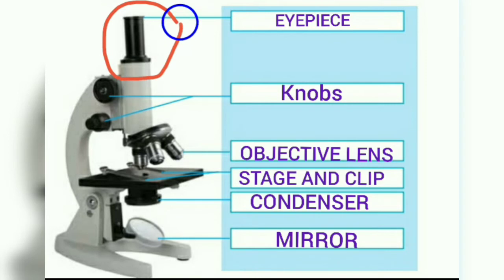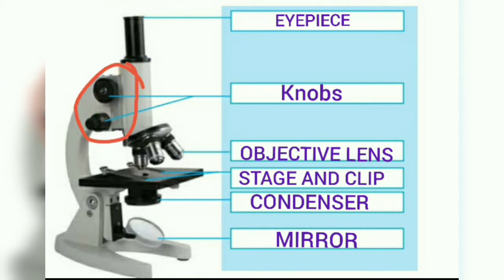This part of the microscope is known as eyepiece. The image is observed through this part. These are knobs. Knobs are to adjust the focus. This is objective lens. It magnifies the image.